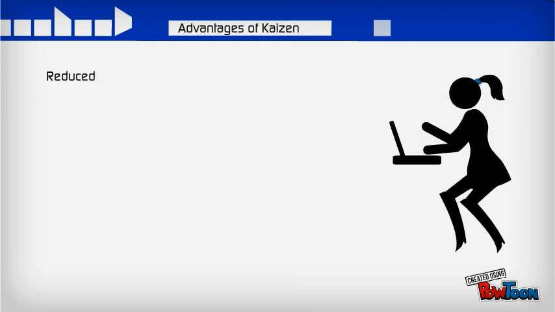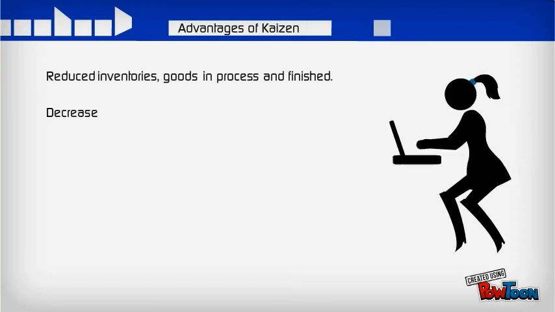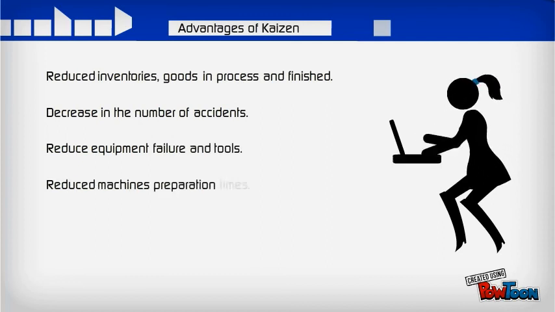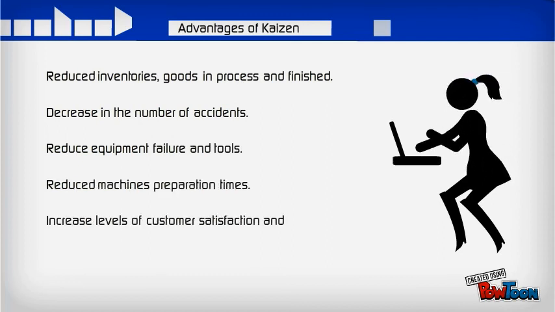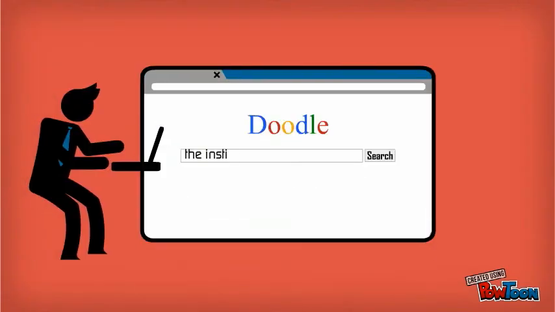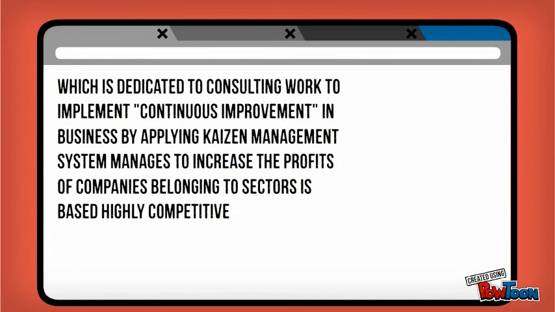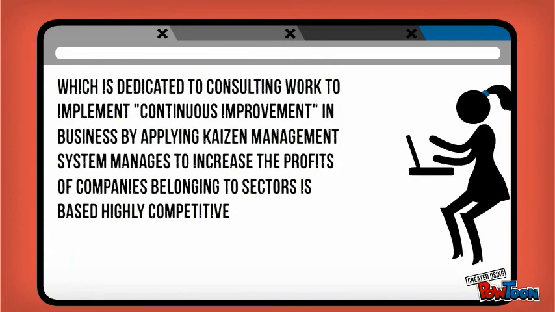Advantages of Kaizen: reducing inventories, goods in process and finished, decreasing the number of accidents, reducing equipment and tool failures, reducing machine preparation times, and increasing levels of customer and consumer satisfaction. Finally, the Kaizen Institute is dedicated to consulting work to implement continuous improvement in business by applying the Kaizen management system, helping managers increase the profits of companies in highly competitive sectors.